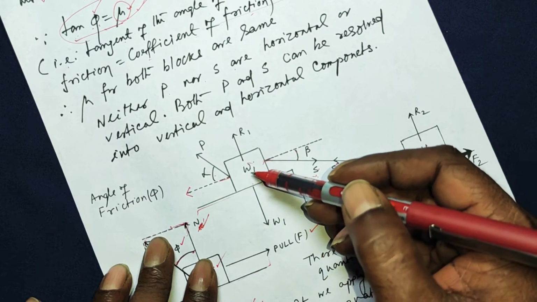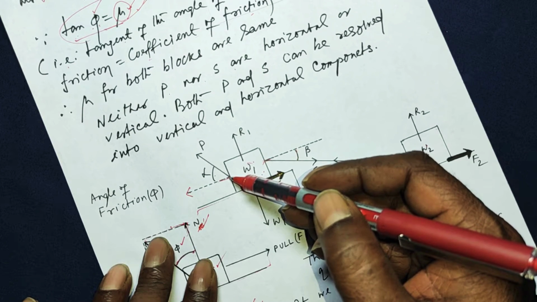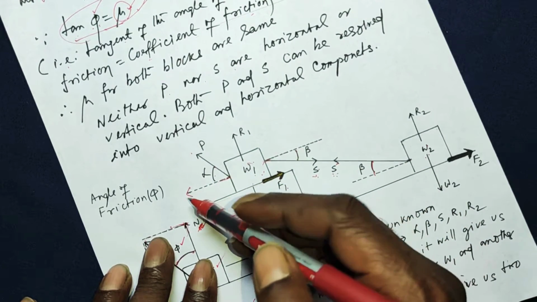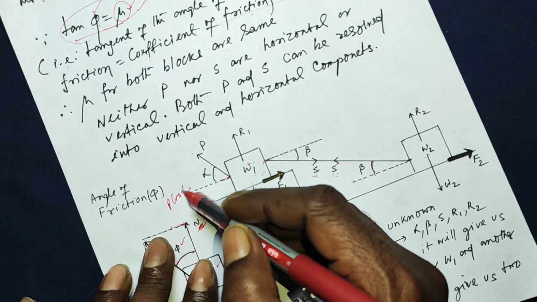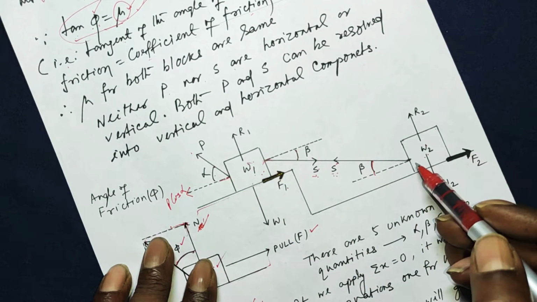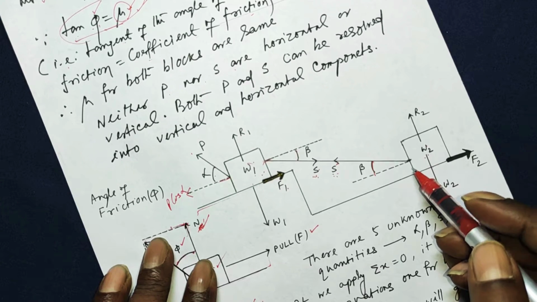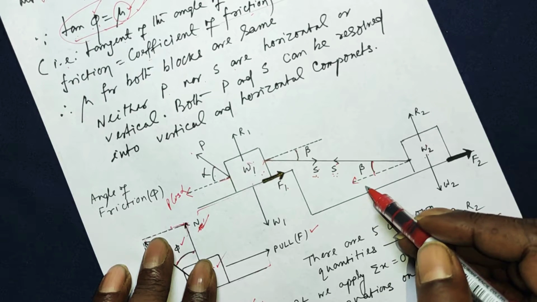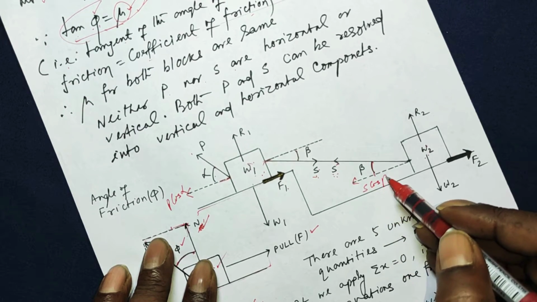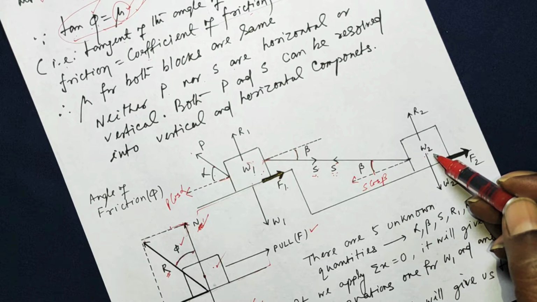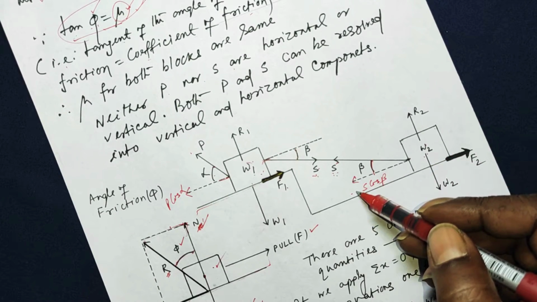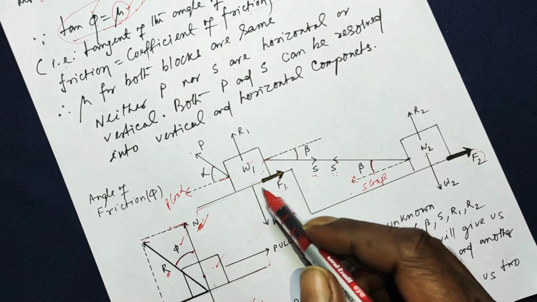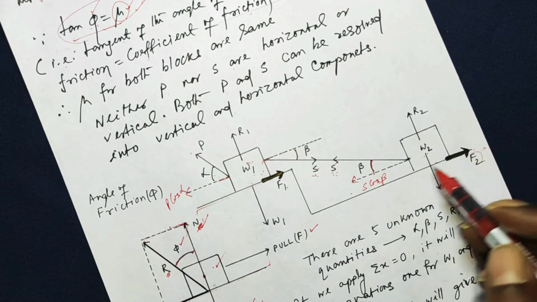So when W1 is applied with a force making an angle alpha, the force is P, and this one is your P cos alpha. Let me write it here, P cos alpha. This string will come under a tension, and this component, which will be S times cos beta, will try to pull this weight W1 towards your left. So here the force of friction, let it be F2, will be towards your right. So both F1 and F2 are towards the right.